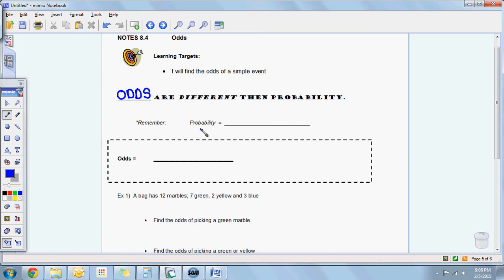So if we remember back to what probability is, it's the number of ways something can happen, so the number of possible outcomes on top over the total. Okay, so total is the key difference between probability and odds. For probability we have the total on the bottom. For odds we're not going to see that.